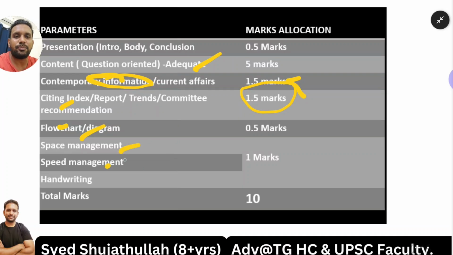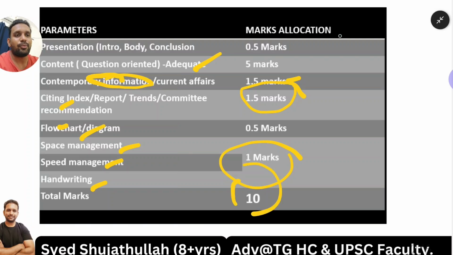Space management, speed management and handwriting will fetch you 1 extra mark in every question. This is not given by the evaluator. I have put it in personally here, because the students who are taking care of their space and writing within the space, writing a very qualitative, crisp, concise and precise answer, maintaining a good consistent speed and good handwriting, all of these will give them 1 extra mark in every question. That's how the 10 marks can be obtained.